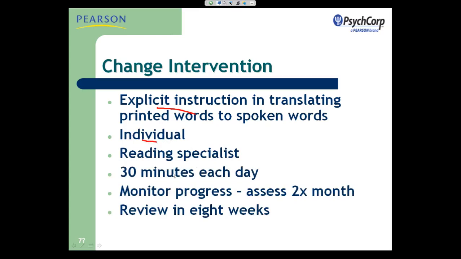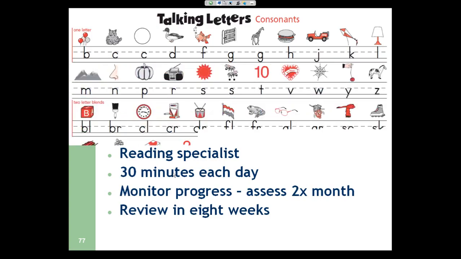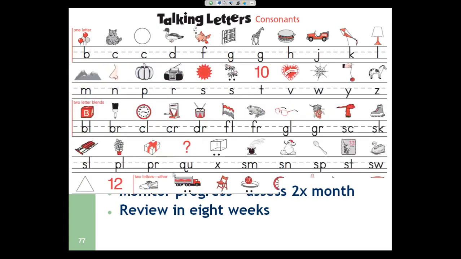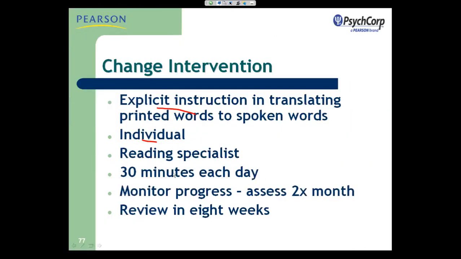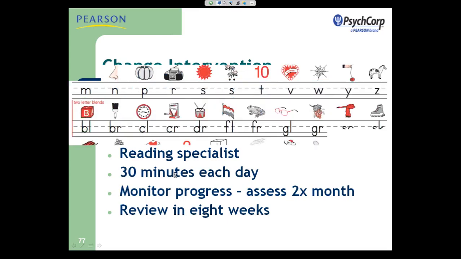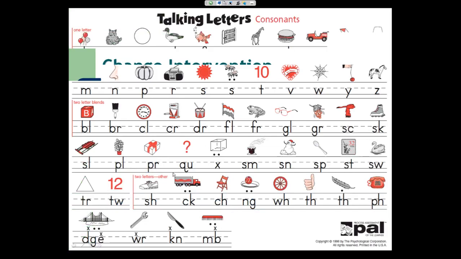He did make much more progress based on this intervention, but even so, he wasn't progressing at the rate that will allow him to meet the curriculum objective by the end of the year. So we referred him to Tier 3. And these would be the talking letters like I showed you before.